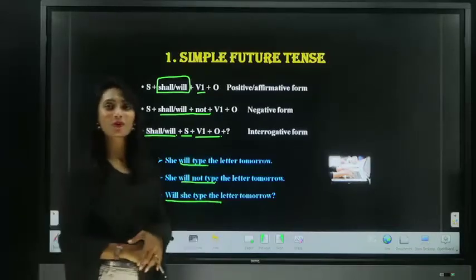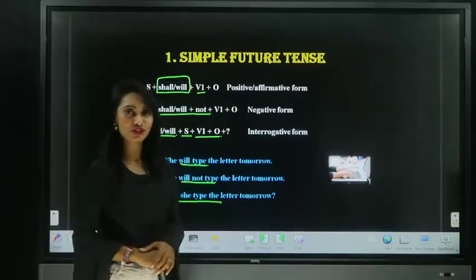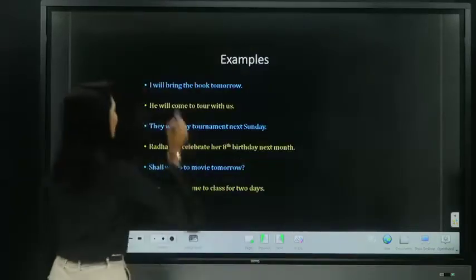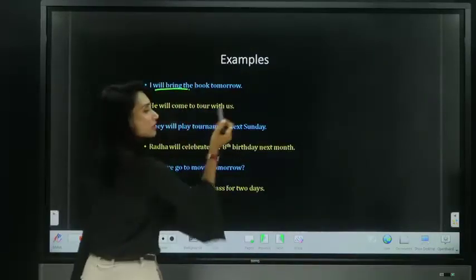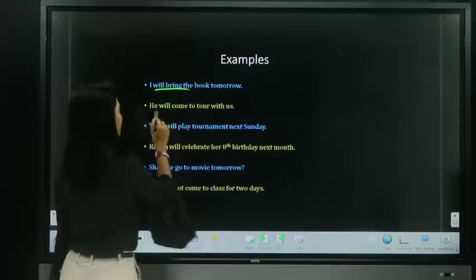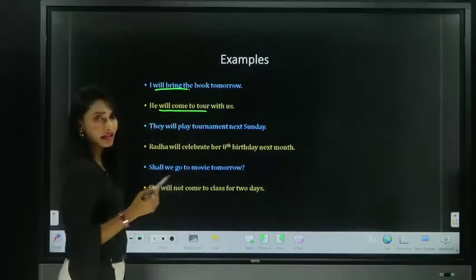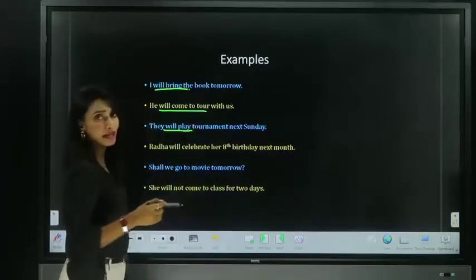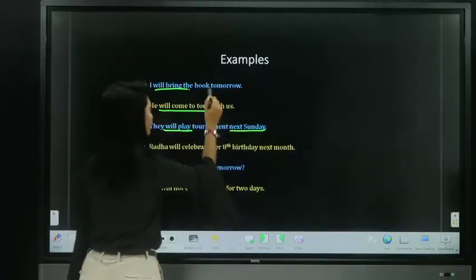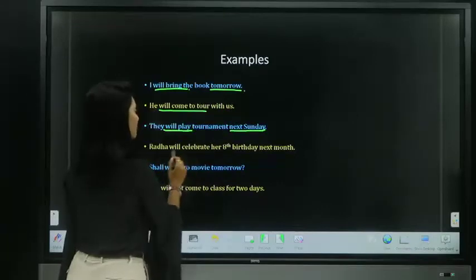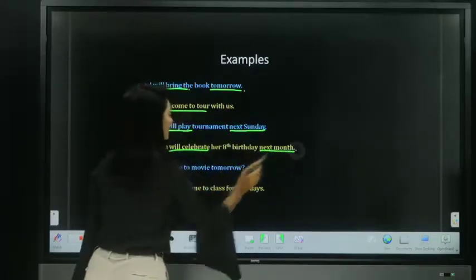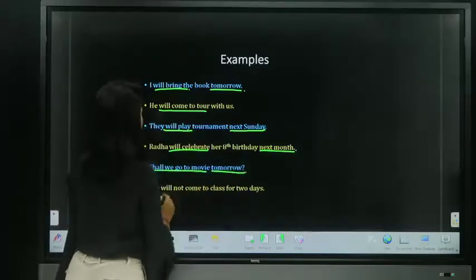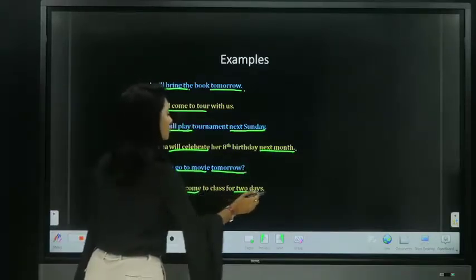Before seeing usage, let us see some more examples for simple future. Look at this. I will bring the book tomorrow. He will come on tour with us. He will or they will play the tournament next Sunday. Radha will celebrate her 8th birthday next month. Shall we go to a movie tomorrow? She will not come to class for 2 days.